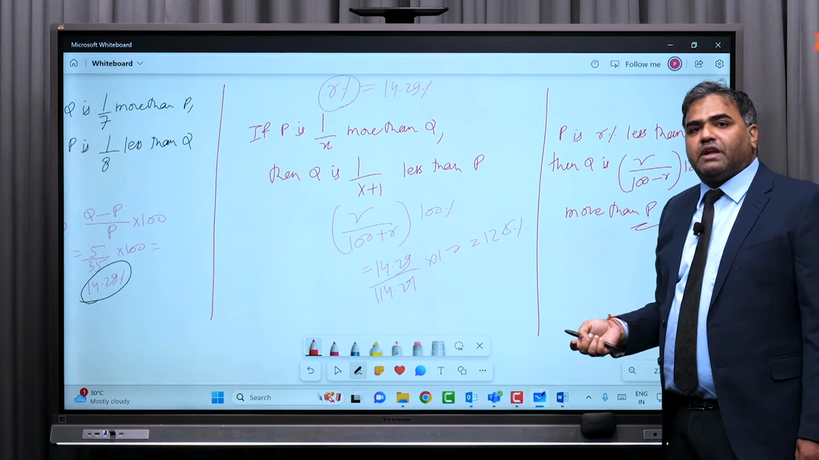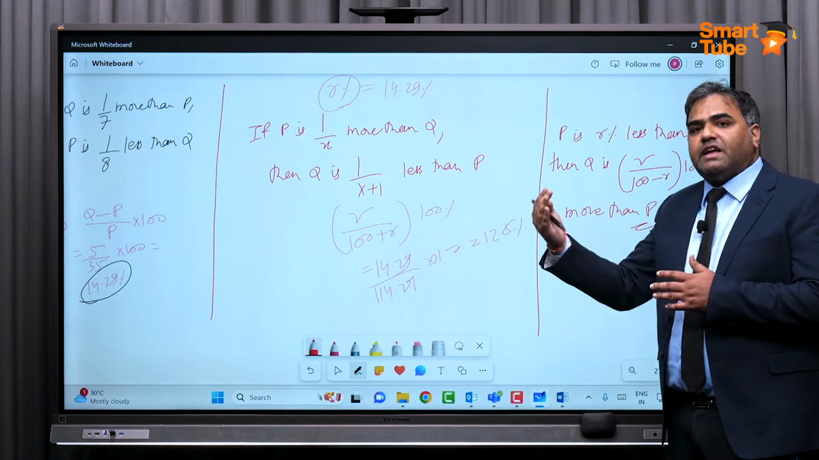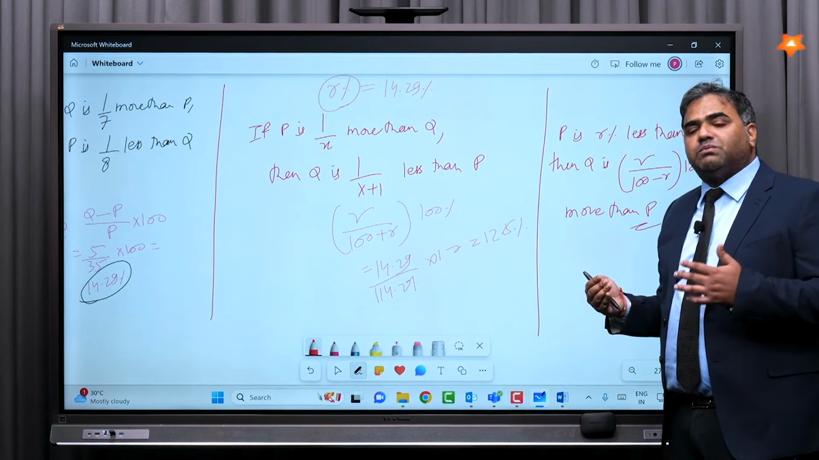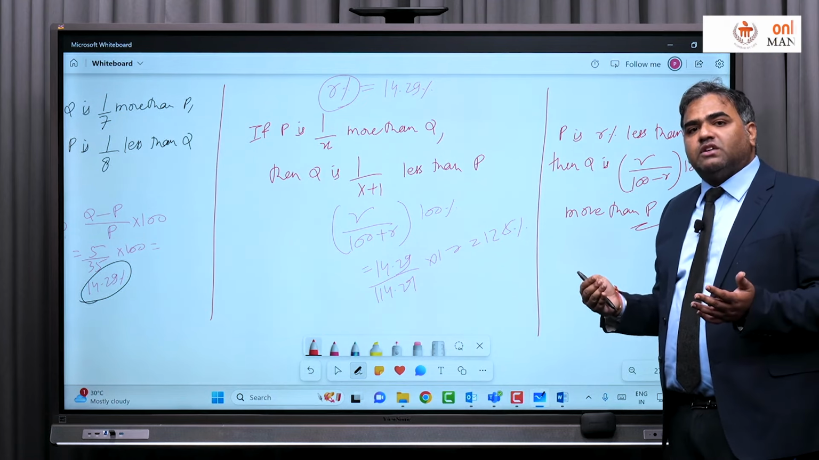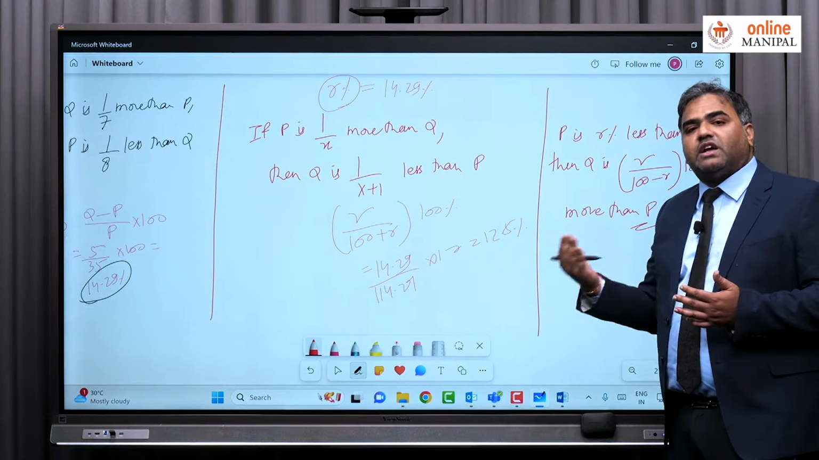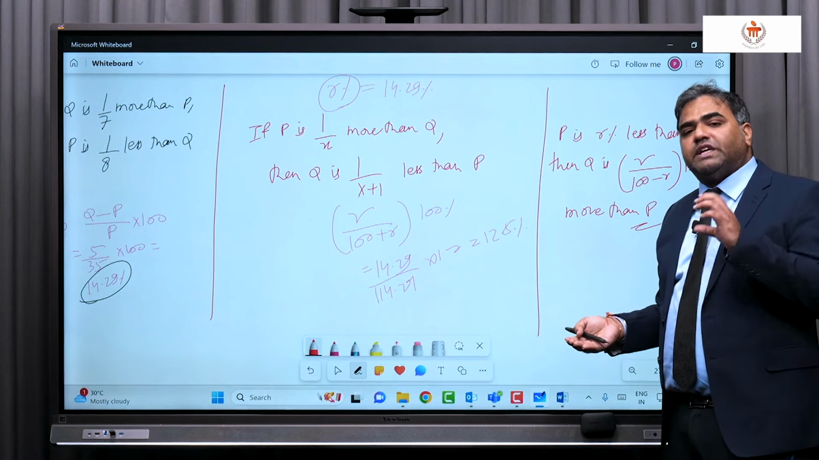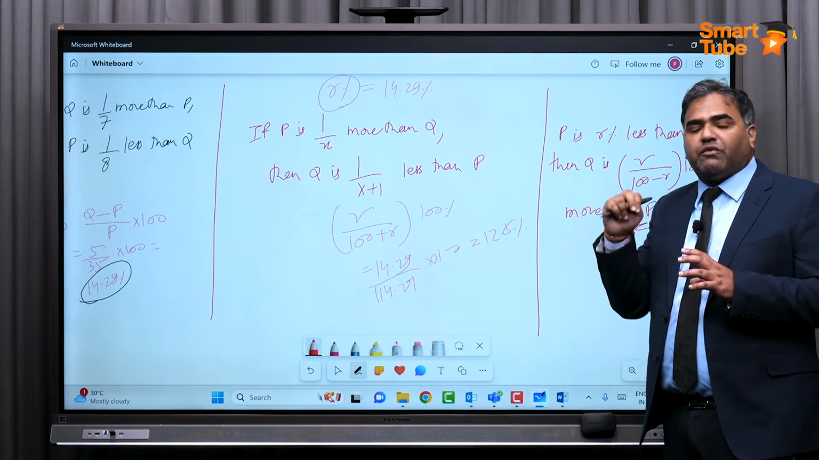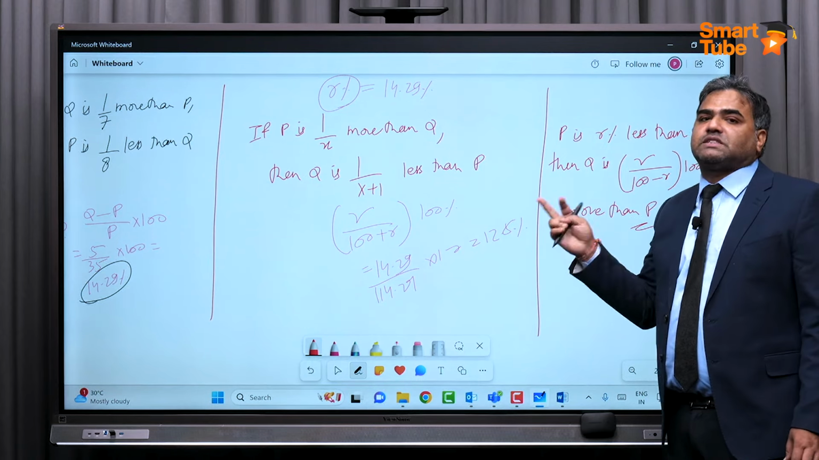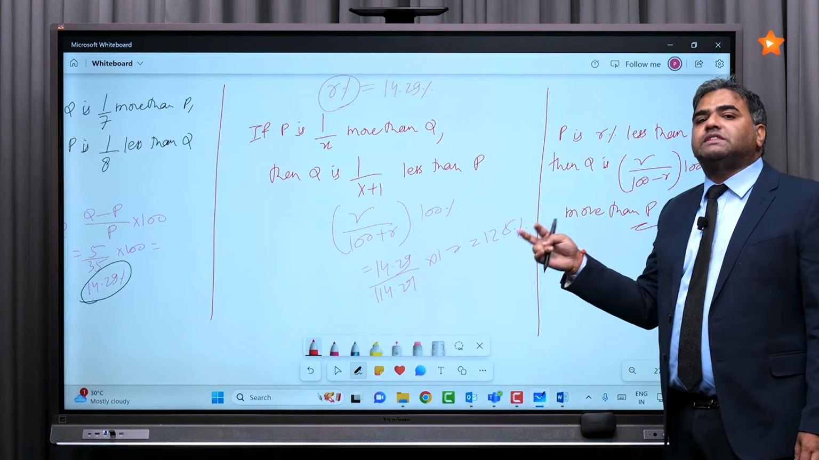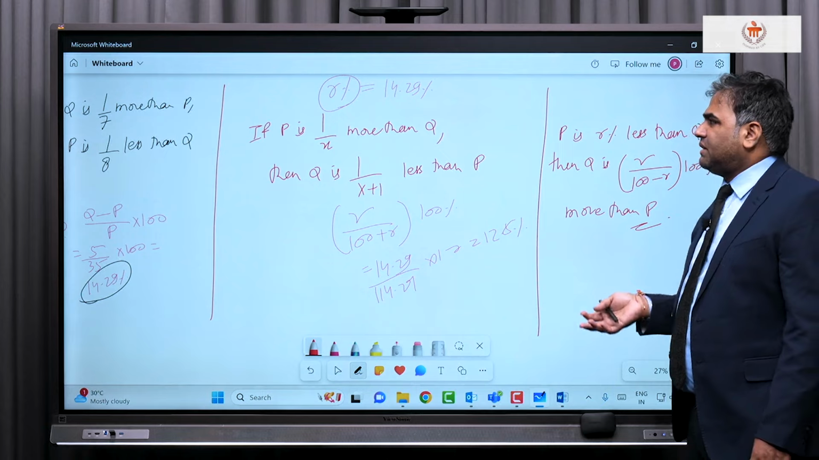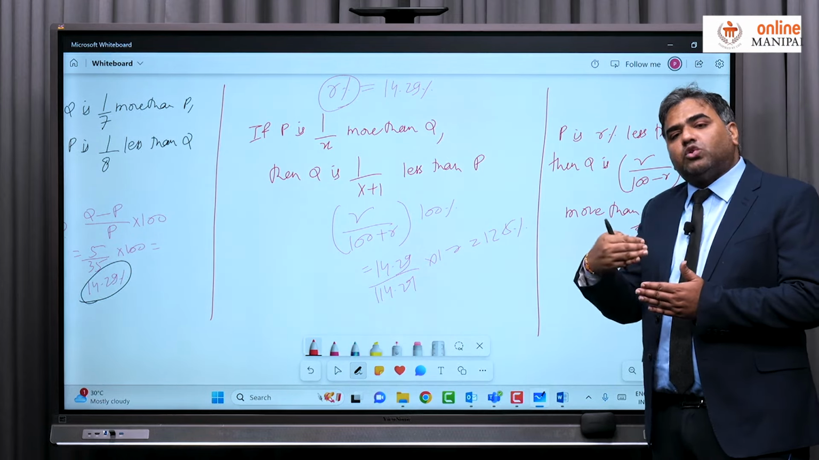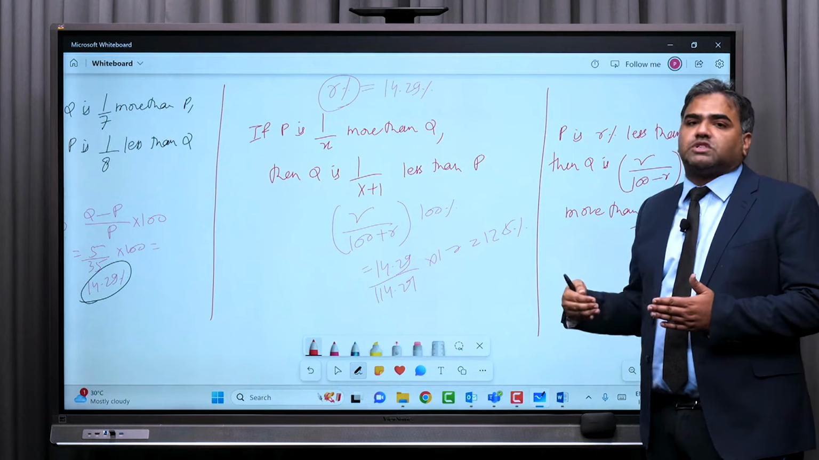Imagine every day I go from my home to school, and today I increase my speed by 20%. So how much less time will I take? If my speed is 20% more, and 20% is 1 by 5, then the time would be 1 by 6 less. It would be 16.67%. So it's a simple concept you can remember. This logic will work whenever the two variables are inversely proportional to each other.